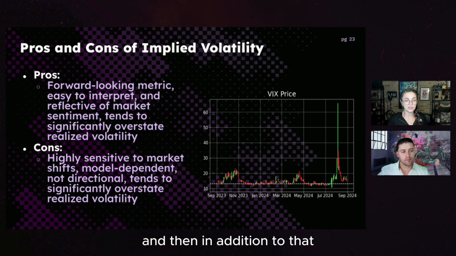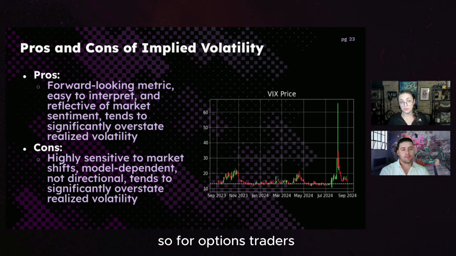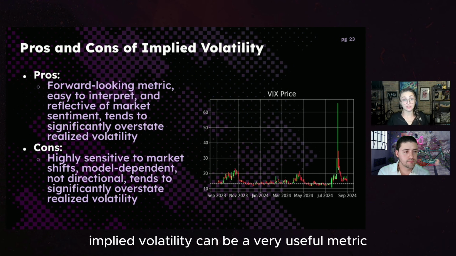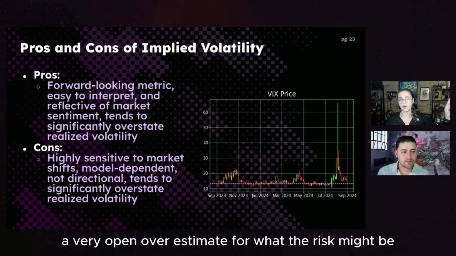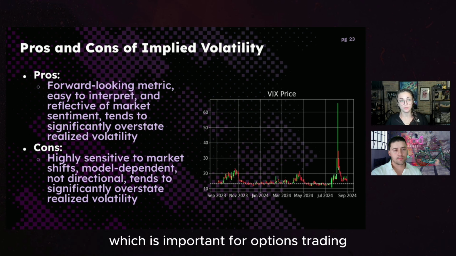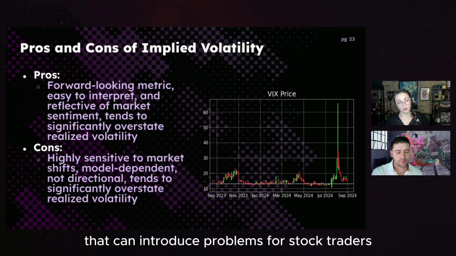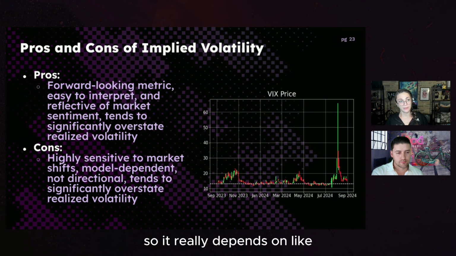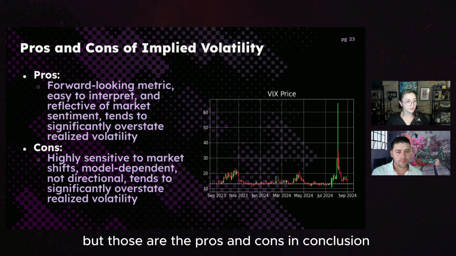And then in addition to that, it tends to significantly overstate realized volatility. So for options traders, implied volatility can be a very useful metric because it might give you an overestimate of what the risk might be, which is important for options trading. If a stock trader is trying to use it and it overestimates the level of risk, that can introduce problems for stock traders. So it really depends on what type of trader you are in terms of how you would use it. But those are the pros and cons.